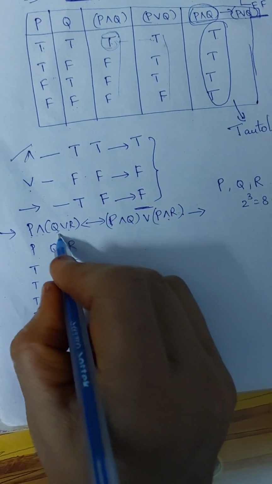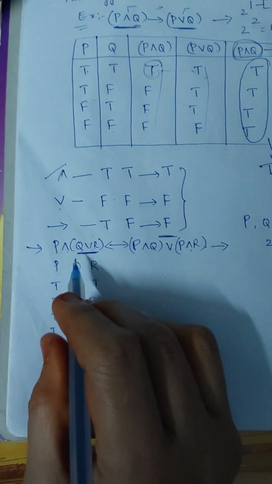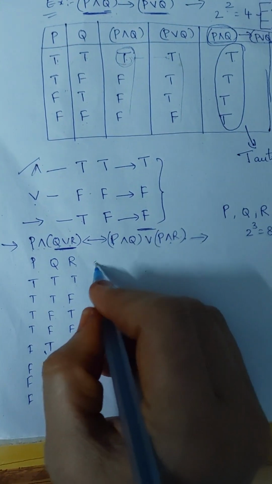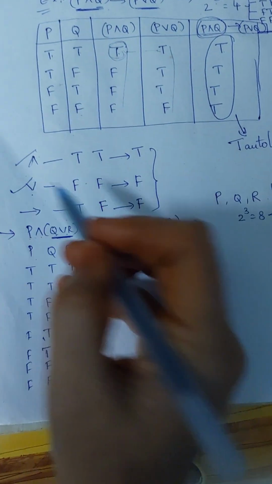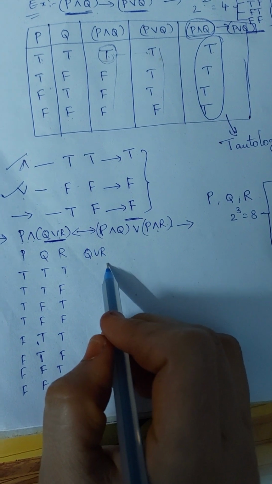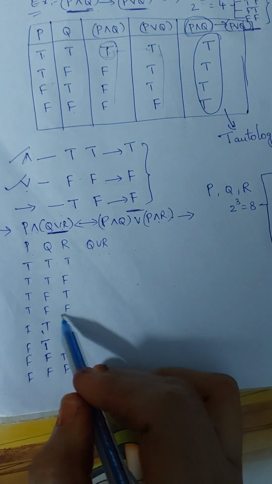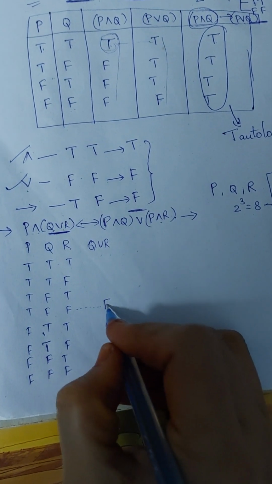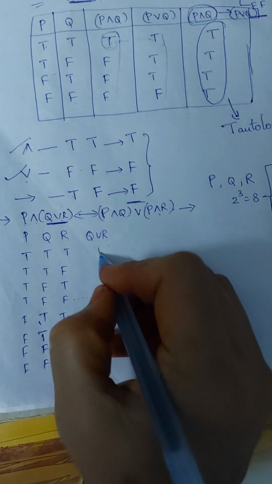Next, first of all we have to evaluate using parentheses. Without parentheses, we evaluate from left to right, with the first preference for parentheses. So first calculate Q or R. What is meant by Q or R? If both values are false, then the resultant is false. Observe that out of Q and R, both values are false in the fourth row and in the last row. Remaining are all trues.